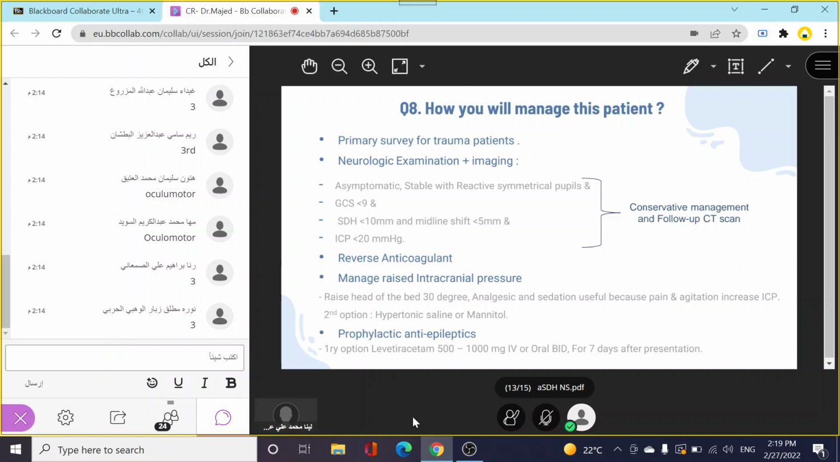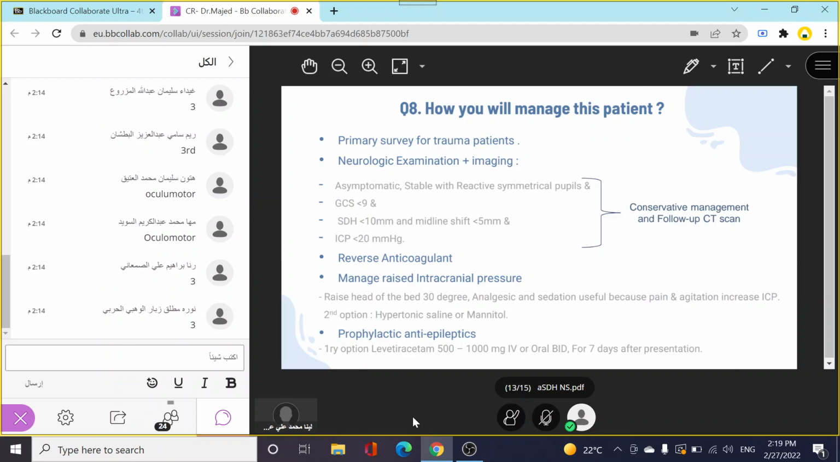Then we will do a neurological examination plus imaging to identify whether the patient needs neurosurgical intervention or simply conservative management. So if the patient is asymptomatic, stable, with reactive symmetrical pupils, and Glasgow scale not less than 9, and the subdural hematoma less than 10 millimeters, and midline shift less than 5 millimeters, and the intracranial pressure less than 20 millimeters of mercury, we will treat him conservatively and follow up the patient by CT scan in a period of 2 to 3 weeks after this.